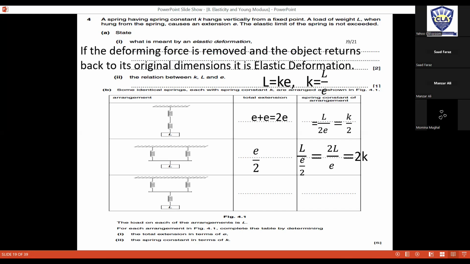If we have two springs in parallel and one in series, extension will be E by 2 plus E, which is 3E by 2, 1.5 E. And from here, spring constant will be L over 3E by 2, or 2L by 3E, that is 2K by 3, because L over E can be replaced by K.